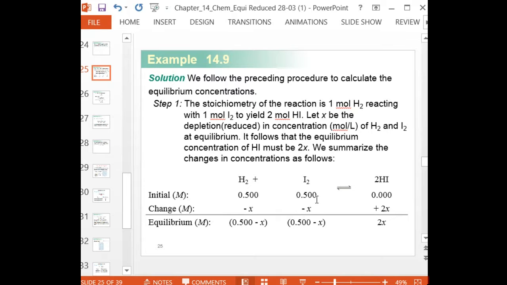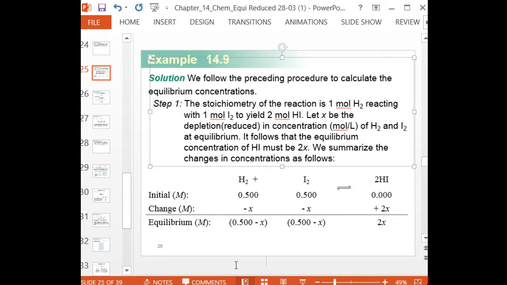Change is minus x because there is no coefficient here, one coefficient, and here is one coefficient. So I will write minus 1x, minus 1x. If any coefficient is 2 or 3, you have to write 2x or 3x here. Just like 2HI, how much is increased? Two times, double. So we have 2x. This is the last equilibrium condition you have to write in the equilibrium expression.